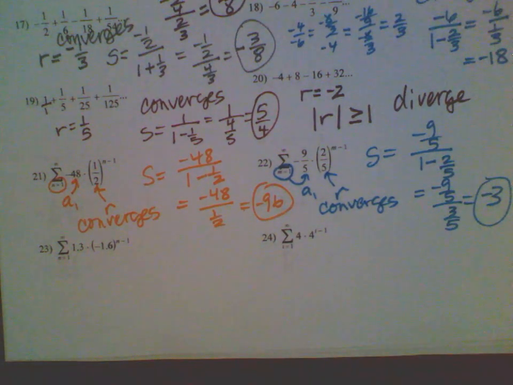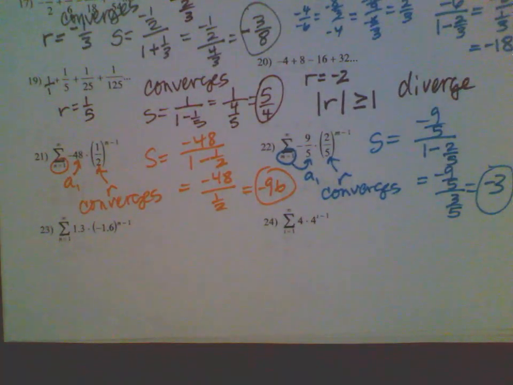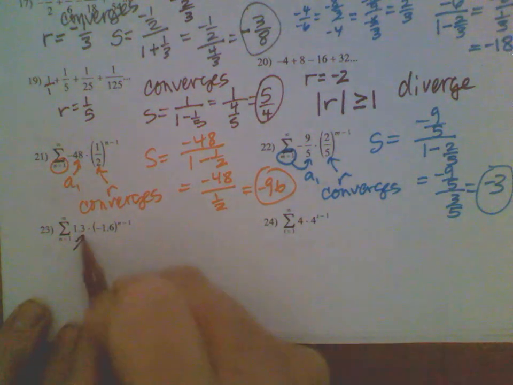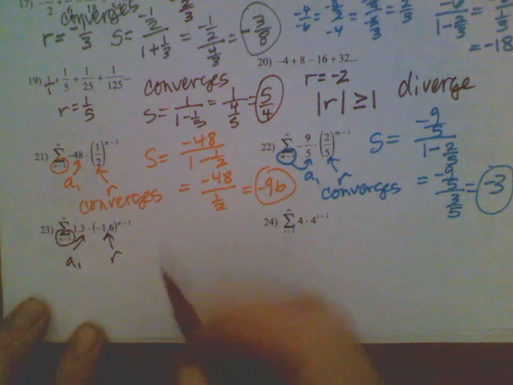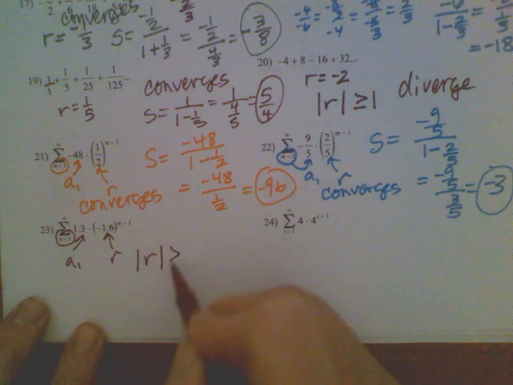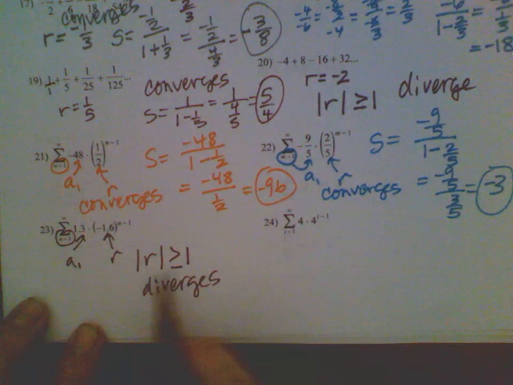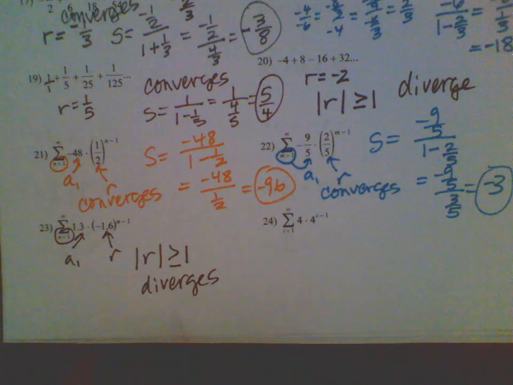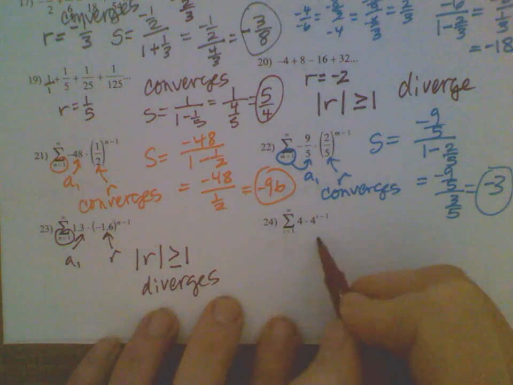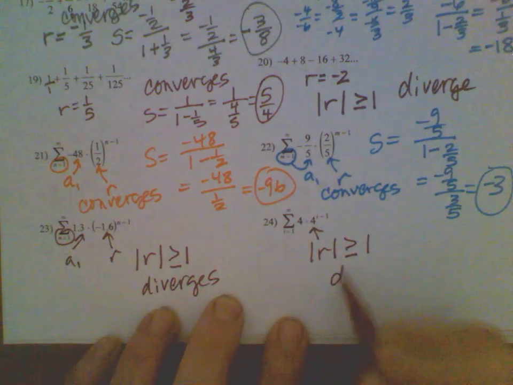All right, we're down to the last two. The last two are going to finish up pretty easily because they are in the right form. I do have an a sub 1 here because this starts at 1, but if I look at r, it fails me. Absolute r is greater than or equal to 1, and therefore this diverges. R is the wrong size. Absolute R has to be less than 1 in order for it to converge, and this one fails. Looks like the same thing on the next one. Absolute R is greater than or equal to 1, and therefore this diverges.